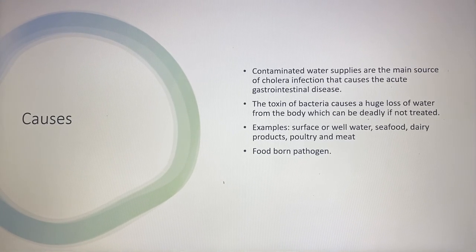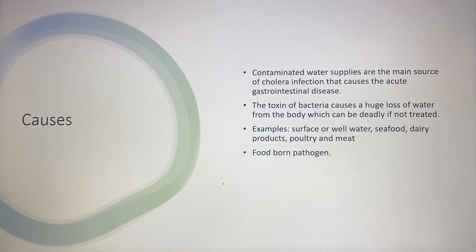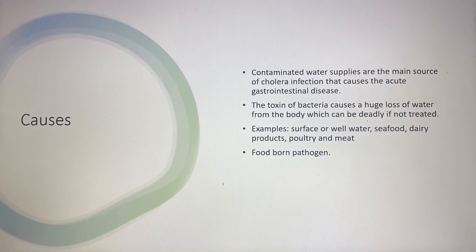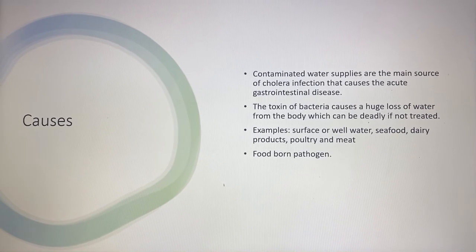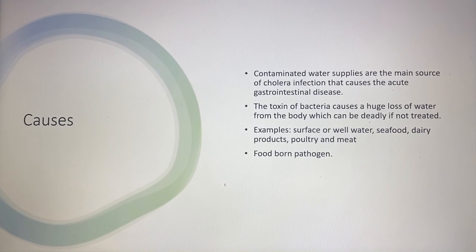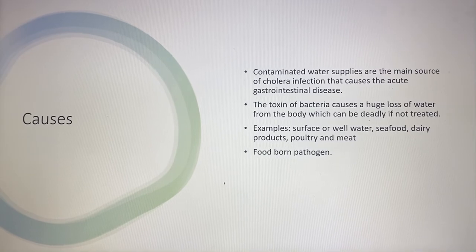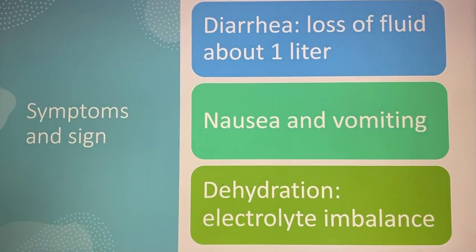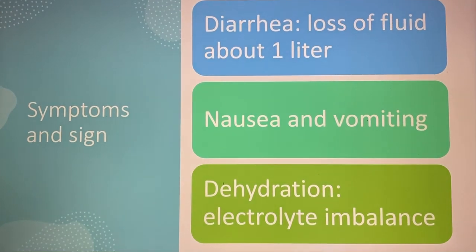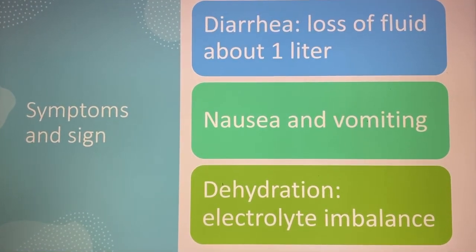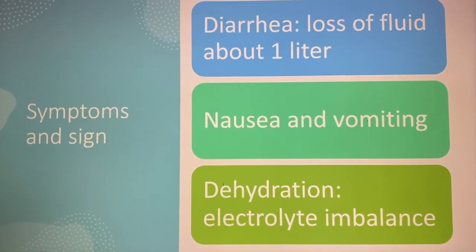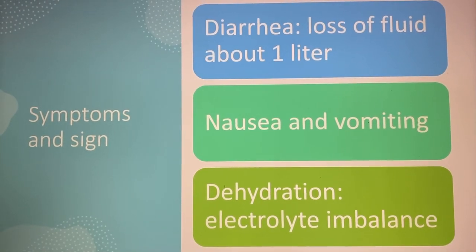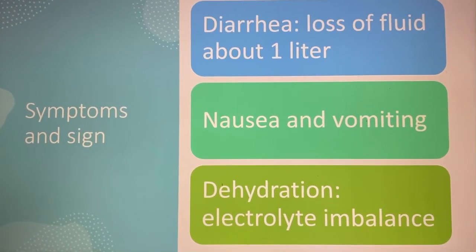Because if you eat raw food or uncooked food, it can also develop this cholera infection in your body. What are the symptoms and signs? Number one sign is diarrhea. Diarrhea causes dangerous fluid loss, about 1 liter an hour. The second one, we have nausea and vomiting.